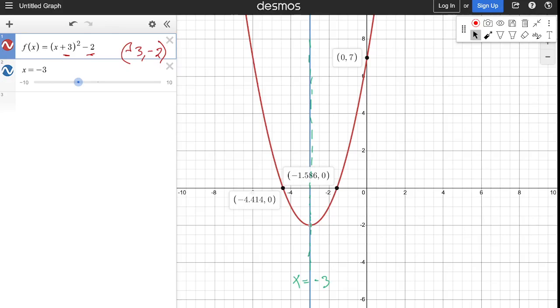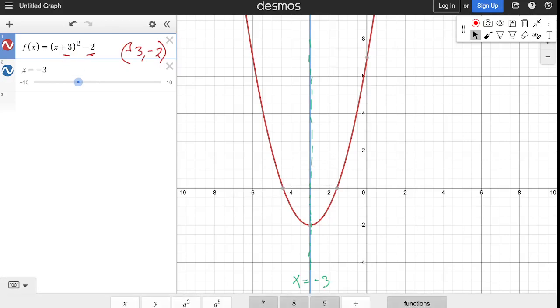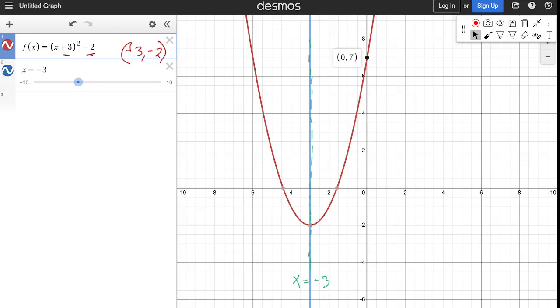Okay. The other way we could get that y-intercept, notice the y-intercept always has an x value of 0. So we plugged in 0 for x. What are we left with? We're left with just 3. 3 squared is 9. 9 minus 2 is 7. So you could come up with the y-intercept that way.